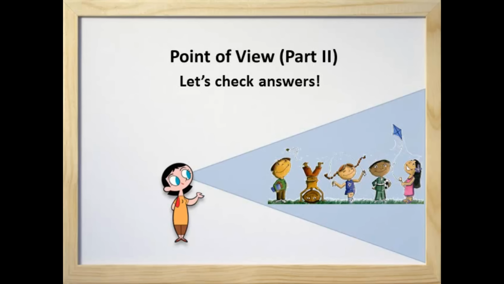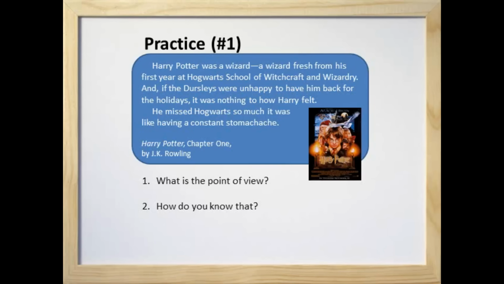Are you ready to check your answers? Practice 1 from the story Harry Potter. Question 1. What is the point of view? The answer is third person omniscient. Question 2. How do you know that?